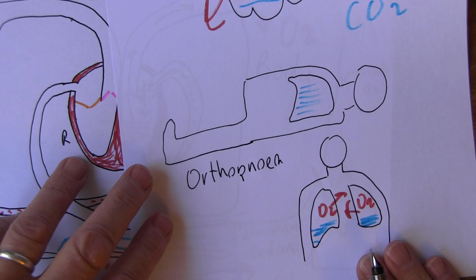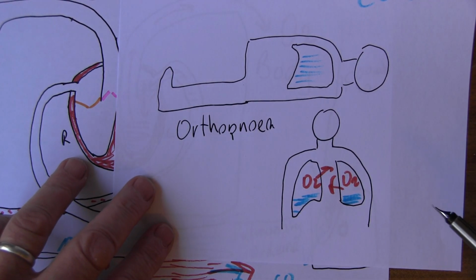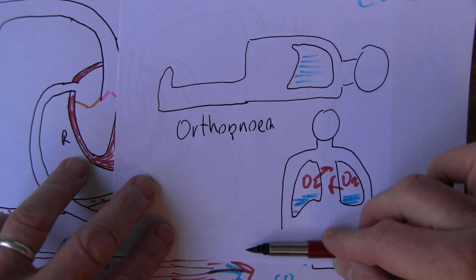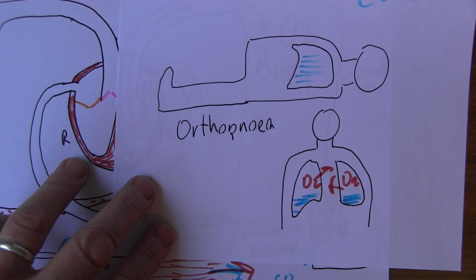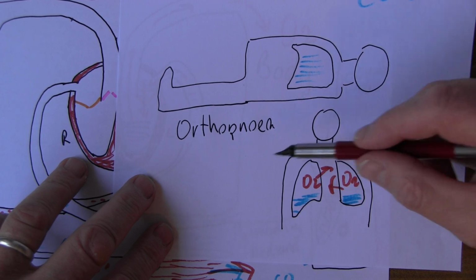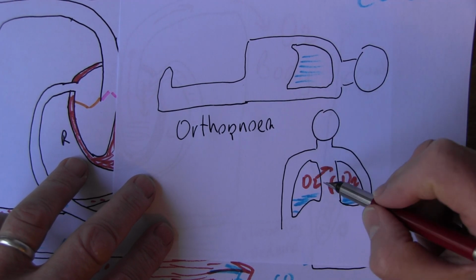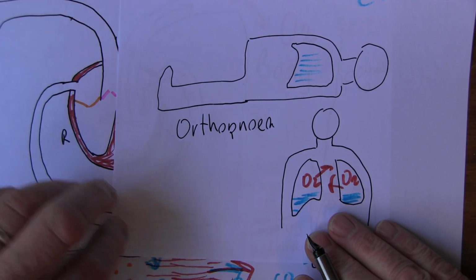Ortho actually means straight. They have difficulty in breathing when lying down. And the treatment, of course, is to sit these patients up. So when patients come into hospital with heart failure, we nurse them sitting up or leaning forward to maximise the clear areas of lungs over which gaseous exchange can take place.